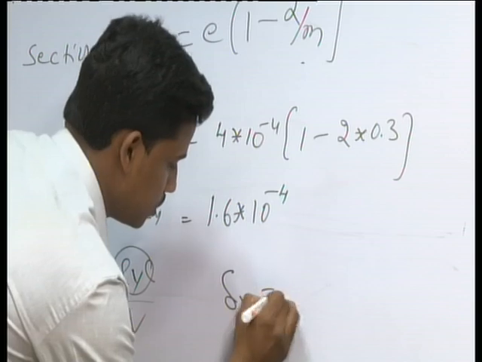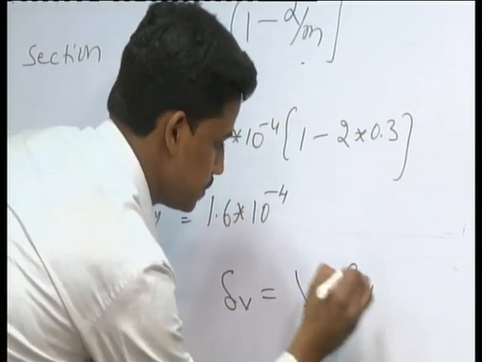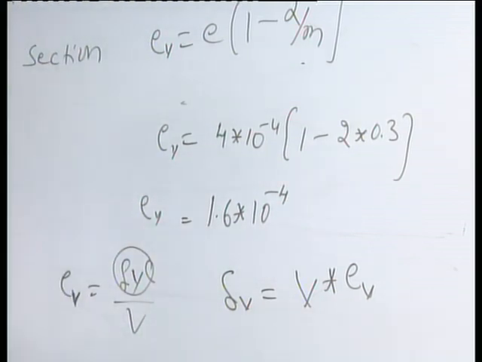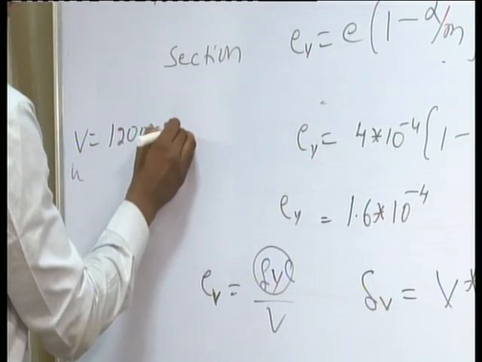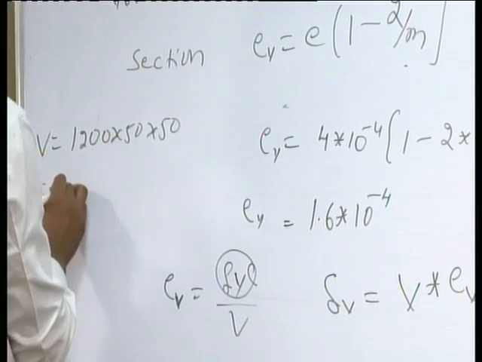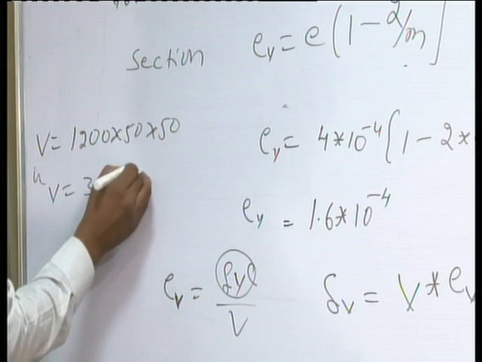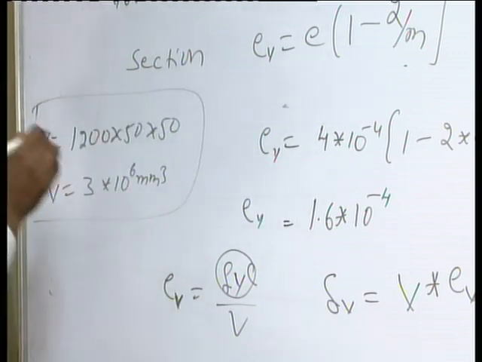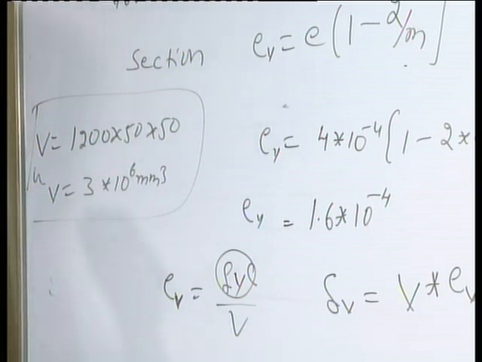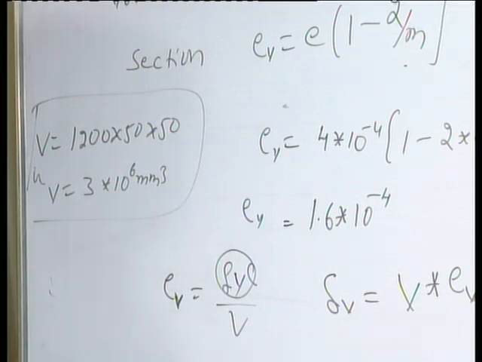Delta V is equal to capital V into EV. Here we get the volume, with length 1200, breadth 50 and thickness 50. So V is equal to 3 into 10 to the power of 6 millimeter cube. Length into breadth into thickness is the volume. If you multiply the three values, we will get V is equal to 3 into 10 to the power of 6 millimeter cube.